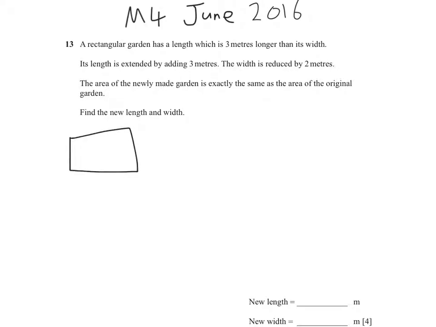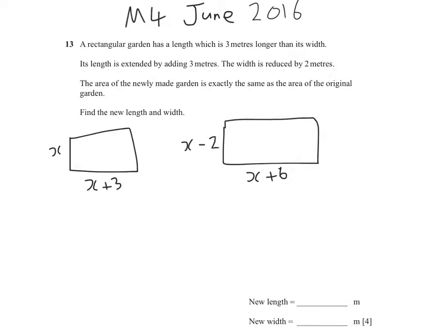So let's call the width x, and the length is 3 meters longer than the width, so let's call it x plus 3. Its length is extended by adding 3 meters. The width is reduced by 2 meters, so let's see what that looks like now. The length is 3 longer, so x plus 3 add another 3 would be x plus 6. The width is reduced by 2, so now it would be x minus 2.